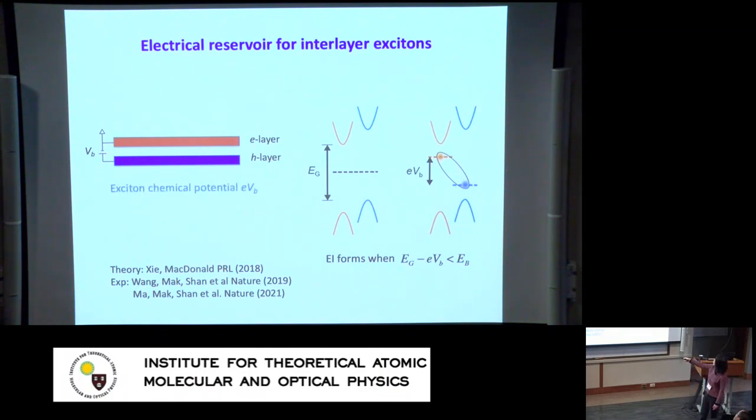Now imagine if I increase my bias, then I have more and more excitons forming. But at the same time, the exciton binding energy goes down because of screening. So at some point, I will reach the condition that the exciton binding energy goes to 0, and then the excitons dissociate. So this bias voltage is the chemical potential of the exciton. So I have a knob that can control the chemical potential, control the population.